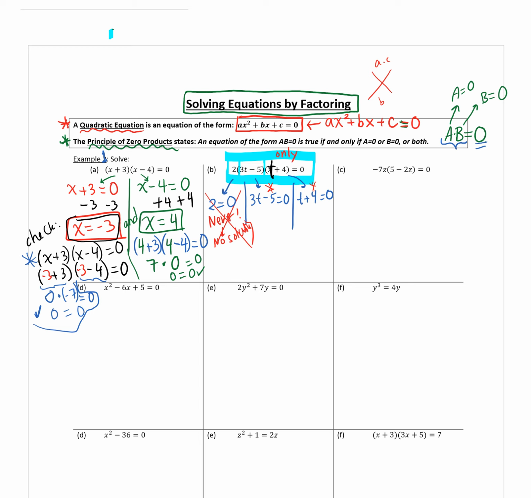That might even be worth pointing out. Only factors containing variables contribute to the solution.